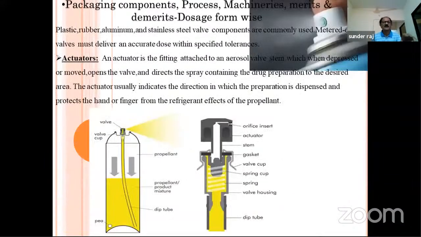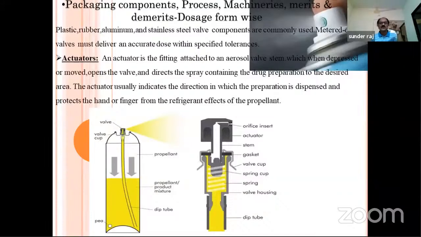Here I have shown the picture with the plastic, rubber and stainless steel components of the valve, different kinds of valves. Here I have given the explanation, and these components are commonly used. Metered dose valves must deliver the accurate dose within the specified tolerance. The next part is the actuator.